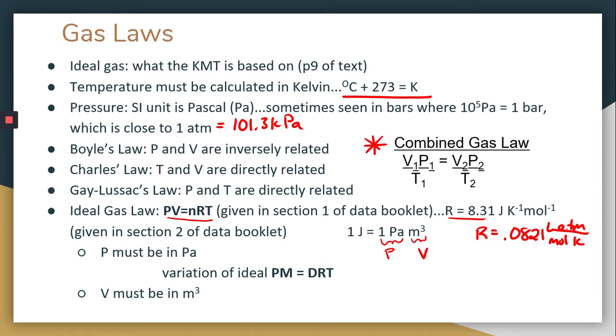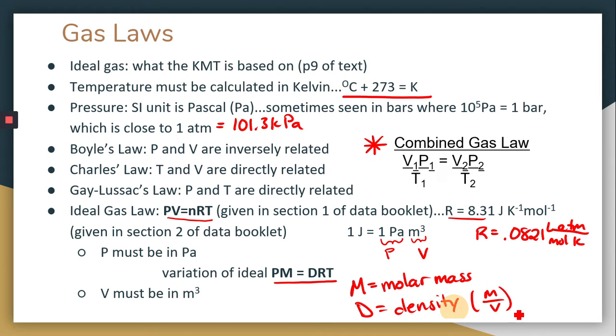One variation of the ideal gas law is PM equals DRT, or in the PM you are dirty. So the M stands for the molar mass of the substance, and D stands for the density. And remember, density is mass over volume. So you have lots of different options on how to solve different gas laws. The hardest part about this is knowing which law to use, and you figure that out based on what you're given and what you're looking for.